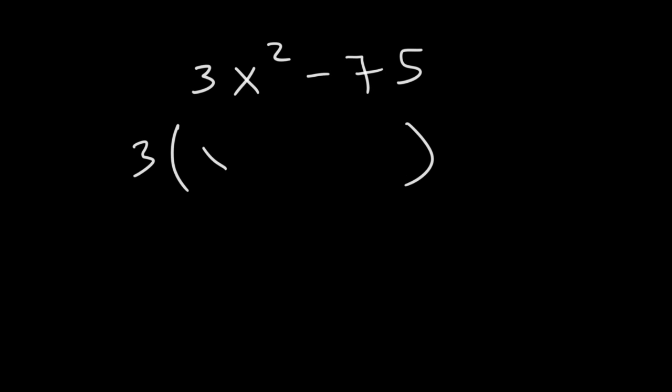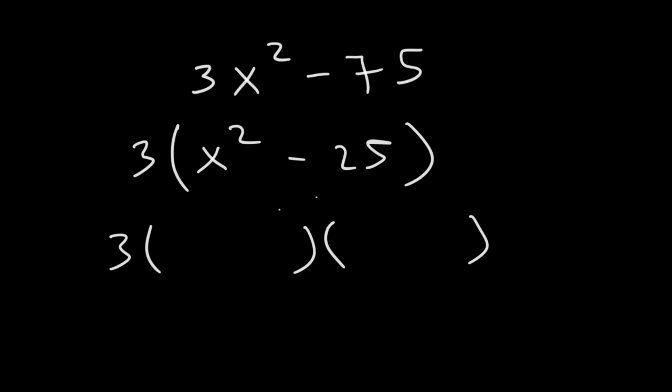Now, what would you do if you see a problem that looks like this? It looks like a difference of perfect squares problem, but you can't take the square root of 3 or 75. What should you do in this case? What you want to do is see if you can take out the GCF, the greatest common factor. And it turns out that we can. The GCF is 3. 3x squared divided by 3 is x squared. Negative 75 divided by 3 is negative 25. And now we can factor x squared minus 25. It's going to be x plus 5 times x minus 5. So this is the answer.